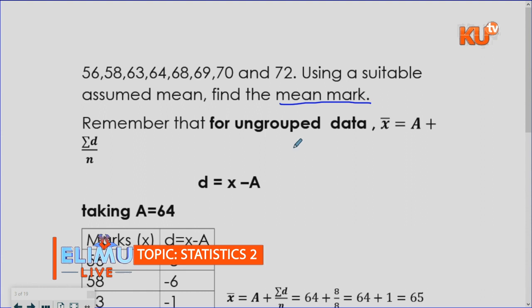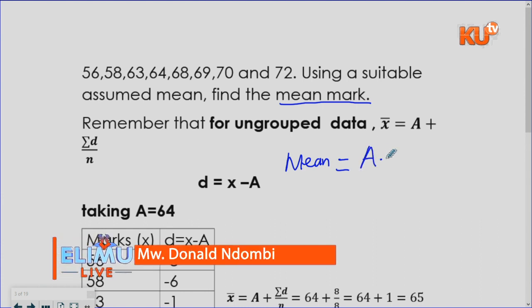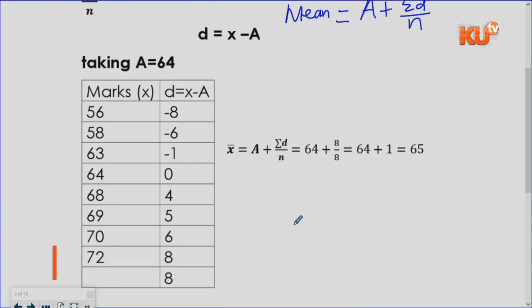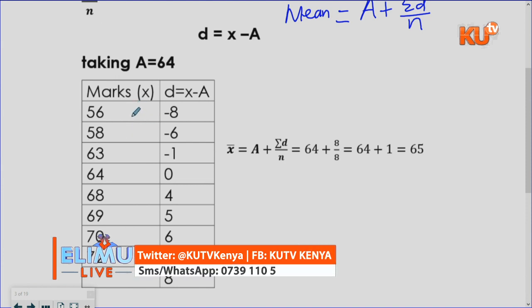A suitable assumed mean. So the first thing, we remember the formula here. We have said our mean, which is x bar, is equal to the assumed mean plus what? The sum of the deviations over n. You can use d or t, or whatever you prefer. So in this case, we rearrange this data in a table form, in ascending order. So we have 56 here, we have 58, like that, up to 72. You can count 1, 2, 3, 4, 5, 6, 7, 8.